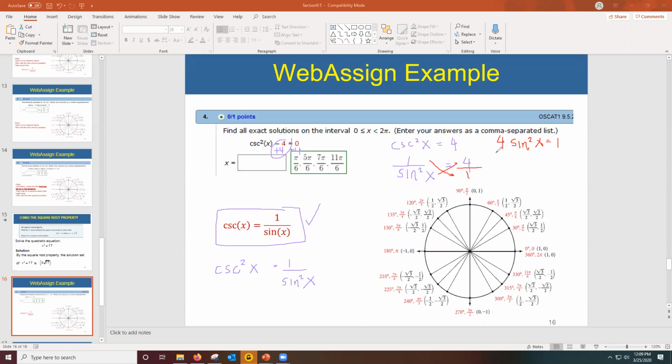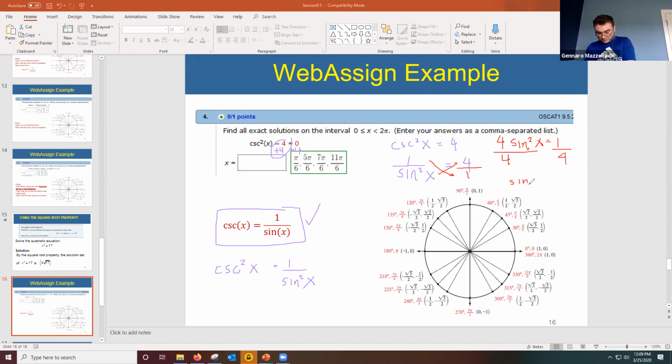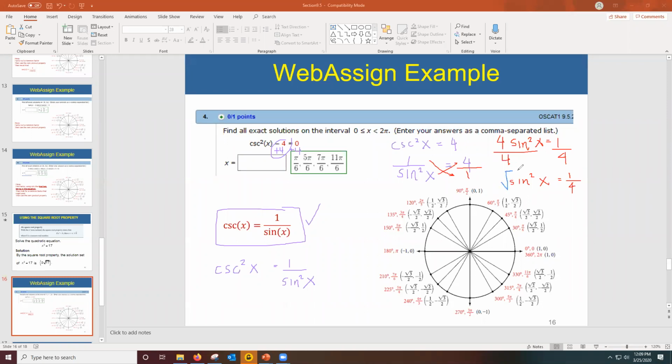Let me get the sine squared all by itself. So I'm going to divide both sides by 4. Then you get 1 over 4. Yep, so I'm left with sine squared equals 1 over 4. But of course, I don't want sine squared, I want just sine. Well, the square root property that we looked at on the last slide says take the square root of both sides. So I'm going to take the square root of both sides.